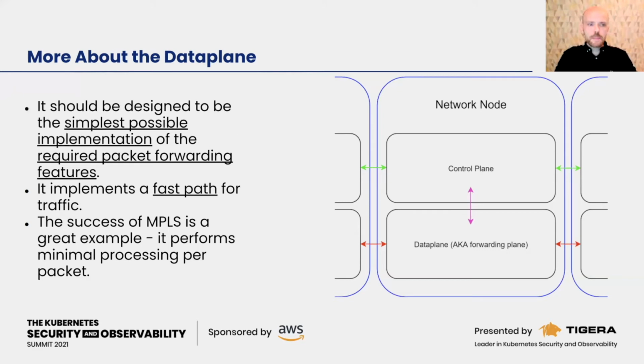So the data plane should be designed to be the simplest possible implementation of the required packet forwarding features. Why the simplest possible implementation? Well, we don't want to do extra compute work beyond what is strictly necessary to forward the data. But we do have a required set of packet forwarding features, and the data plane has to implement those. It implements a fast path for traffic.